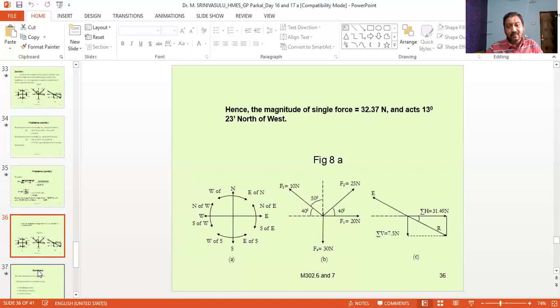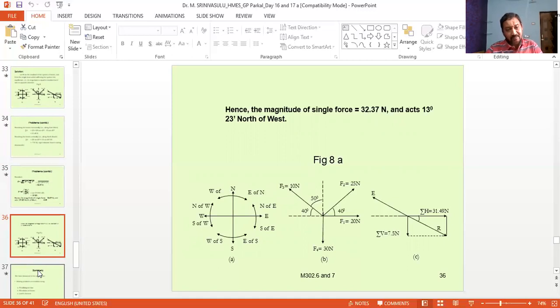But now, to find the equilibrant, what should we do? We have to apply a force along the line opposite to that of R. If you construct a mirror image of R, that is E. It also makes the same angle of 13 degrees 23 minutes, but in the second quadrant. So the important thing is that the resultant force is acting in the fourth quadrant, and the equilibrant is acting in the second quadrant.